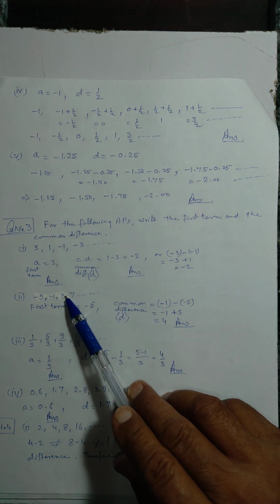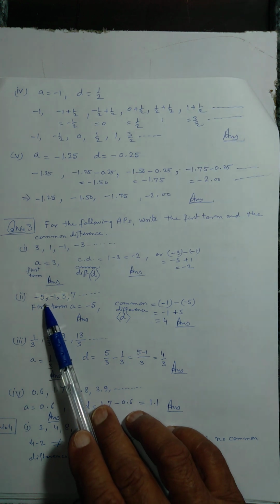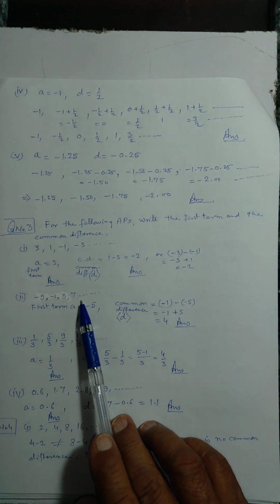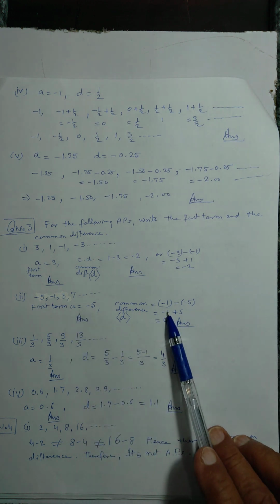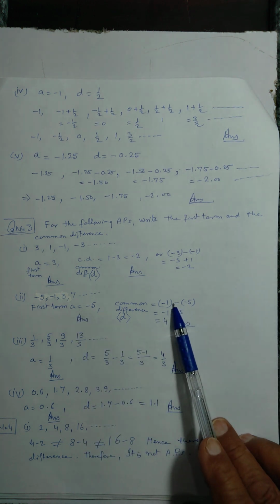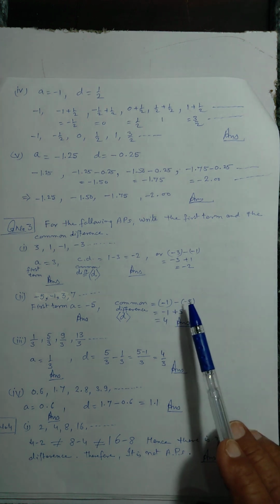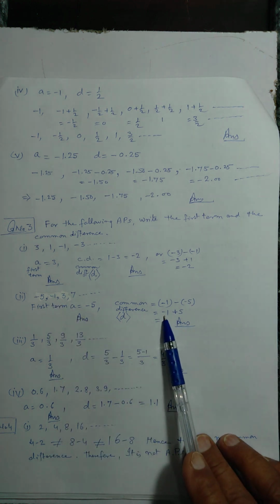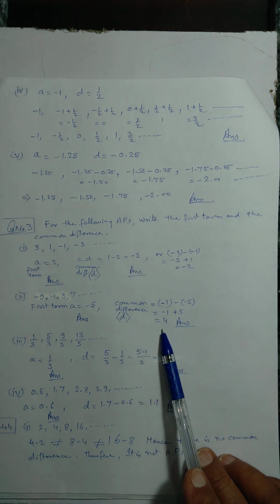Now the second arithmetic progression is minus 5, minus 1, 3, 7, and so on. The first term is minus 5. The common difference is minus 1 inside the bracket minus, inside the bracket, minus 5, which means I have subtracted the first term from the second term. So we got here minus 1 plus 5, that is equal to 4. So common difference is 4.